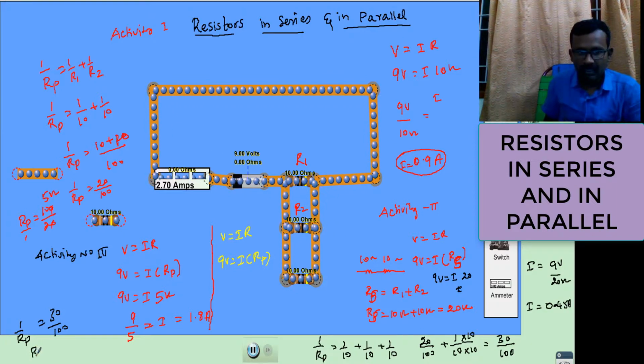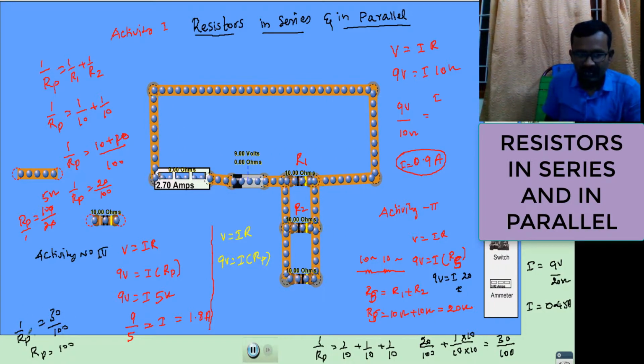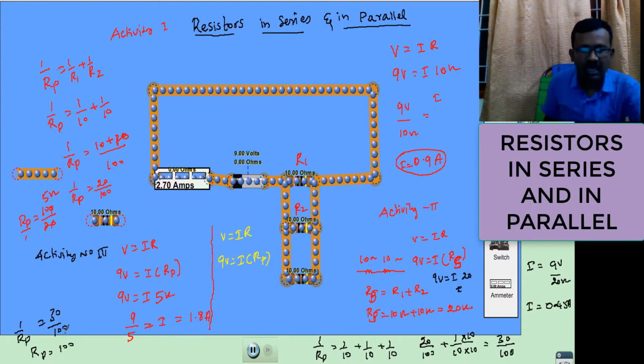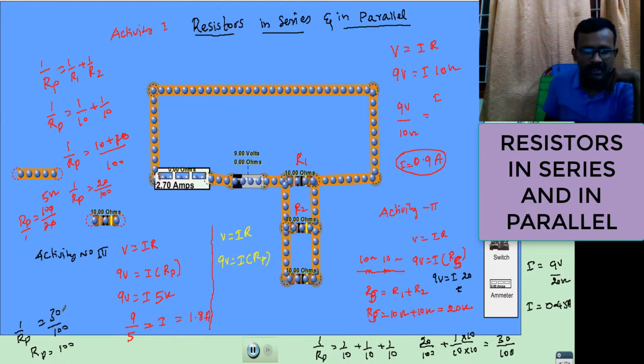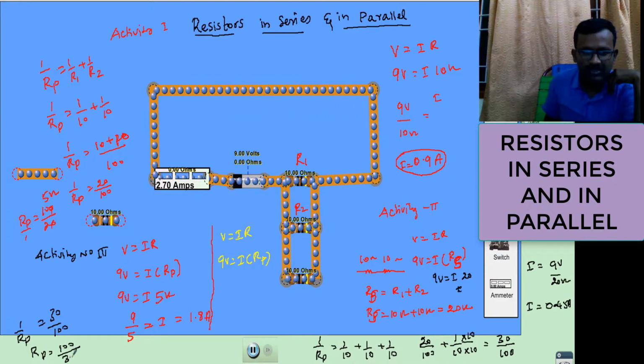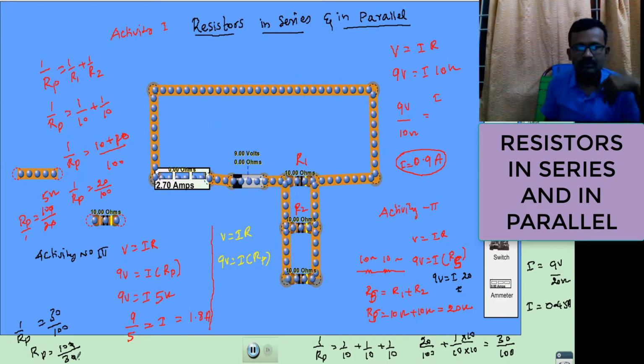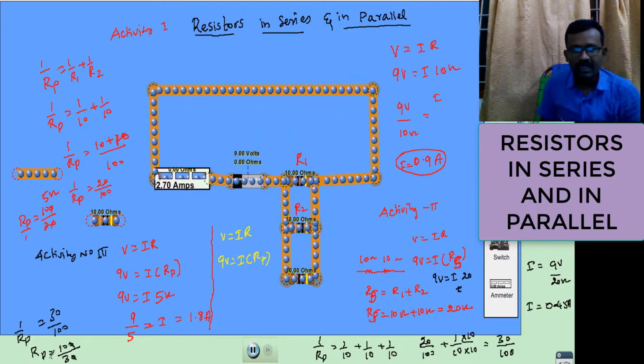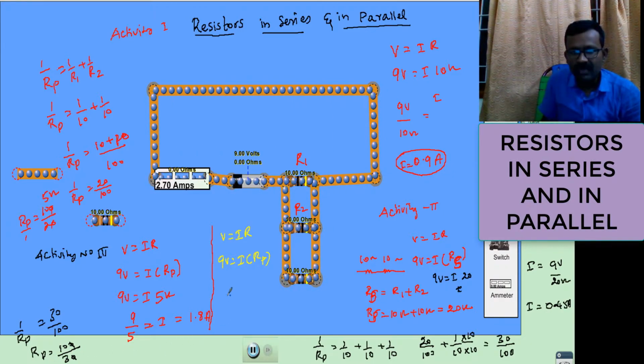See, follow this one. 1 by RP is equal to 30 by 100. What about RP? RP is equal to reciprocal of this value. Take reciprocal of the left hand side. So RP will go to the numerator, 1 will come to denominator, 100 will go to numerator, 30 will come to denominator. How much you will get? 10 by 3. Okay, this is RP.